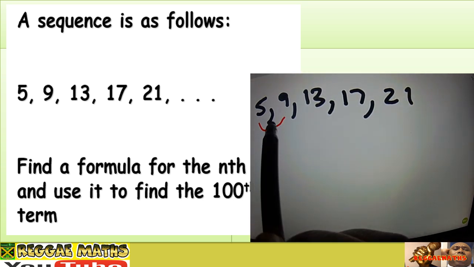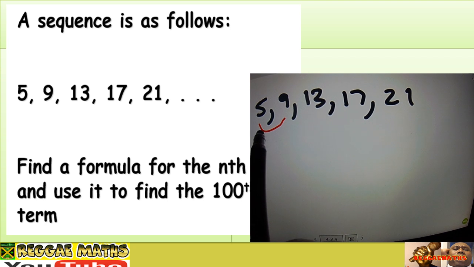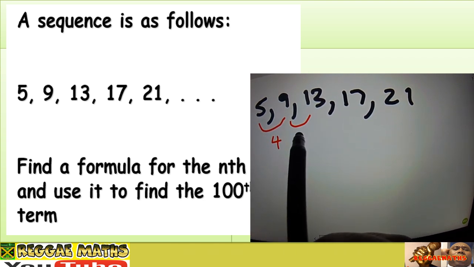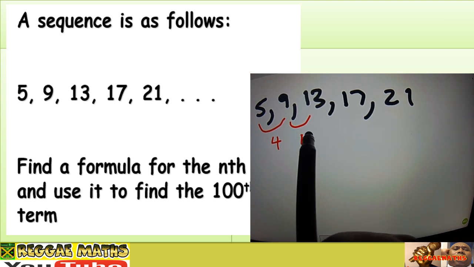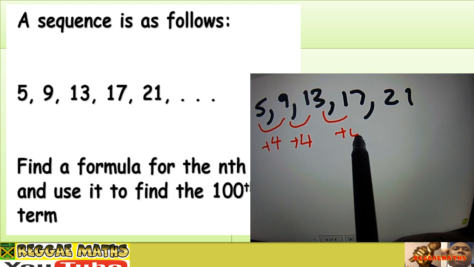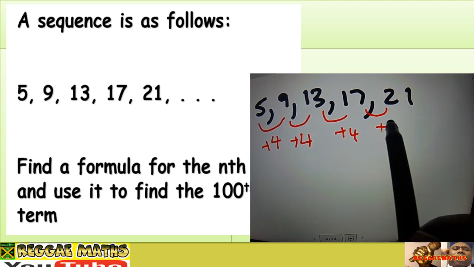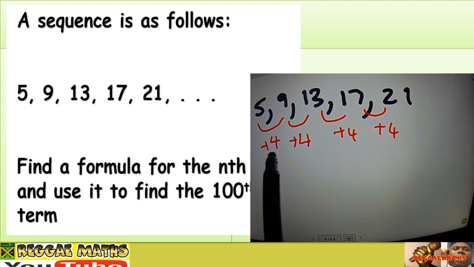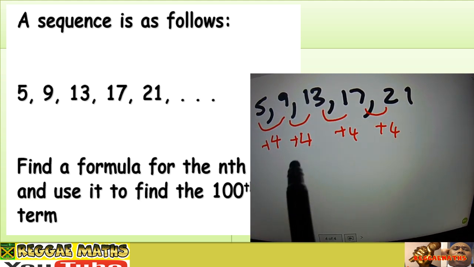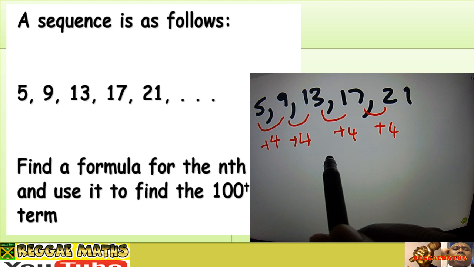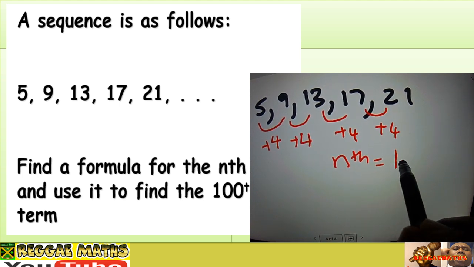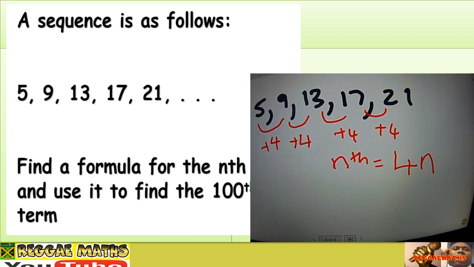So if we look at this carefully, what is it going up by each time? It's going up in lots of 4. Plus 4, plus 4, plus 4, plus 4. So it's going up in multiples of 4. So the nth term for this sequence, we know it's going up in 4s, so 4n.